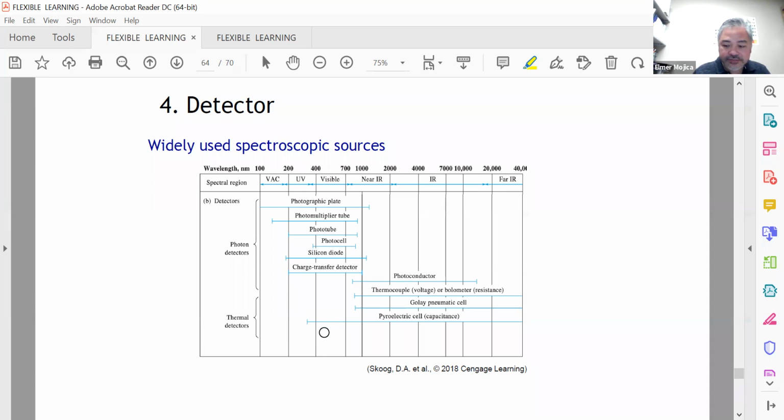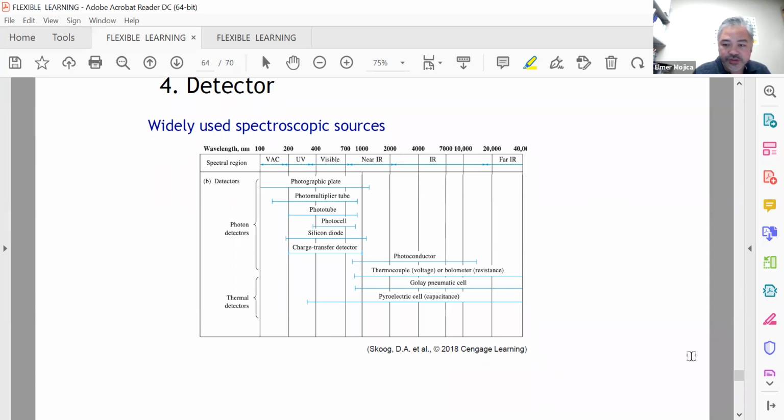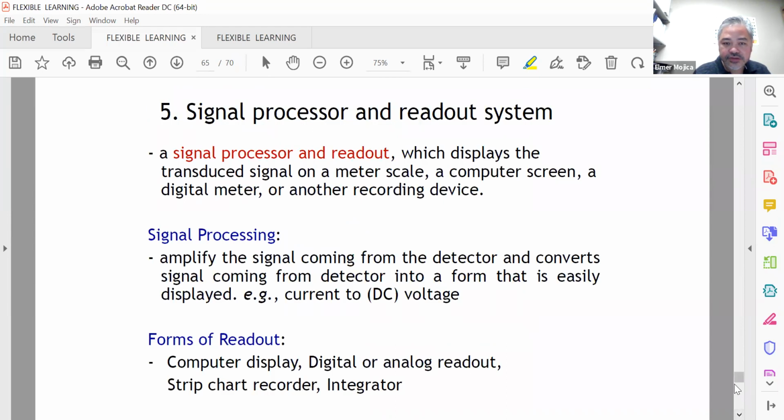Now the last that we have in this module is the signal processor or the readout system. The signal processor and the readout display the transduced signal on a meter scale, a computer screen, a digital meter, or another recording device. The way you look at this is as signal processing. There's an amplifier, okay? What the signal processor does is amplify the signal coming from the detector and convert it into a form that is easily displayed.